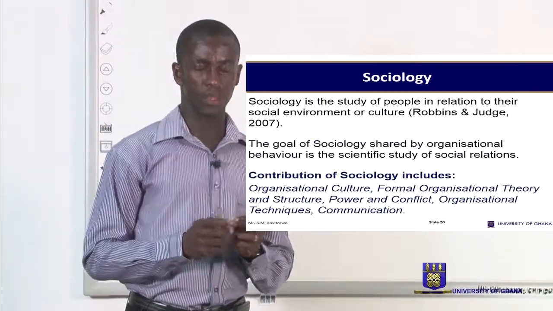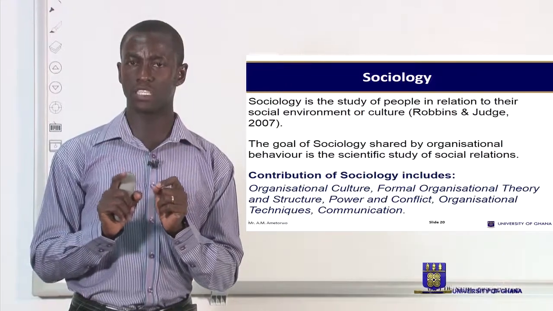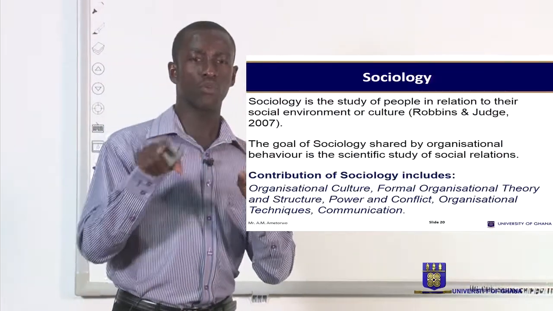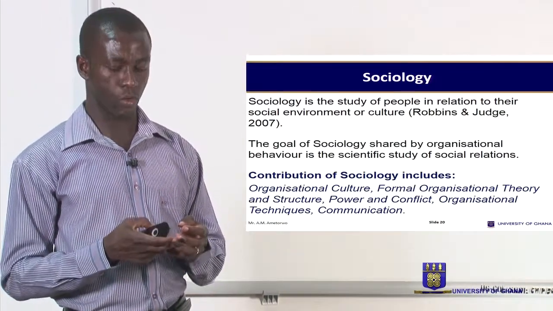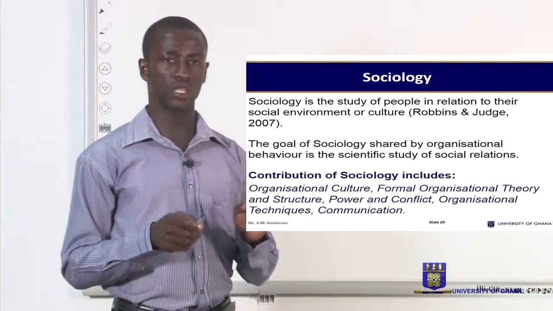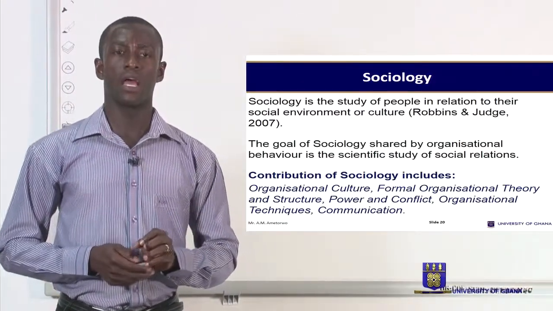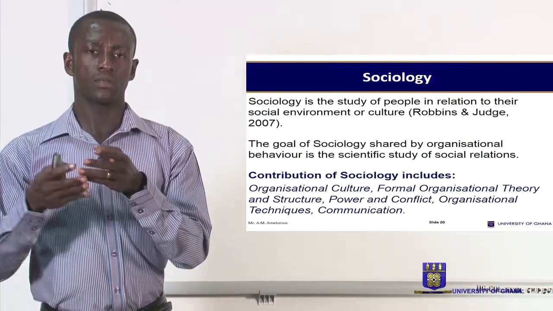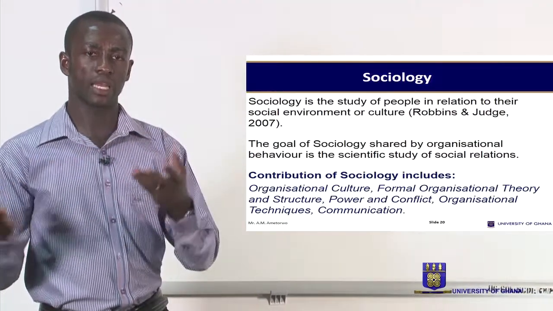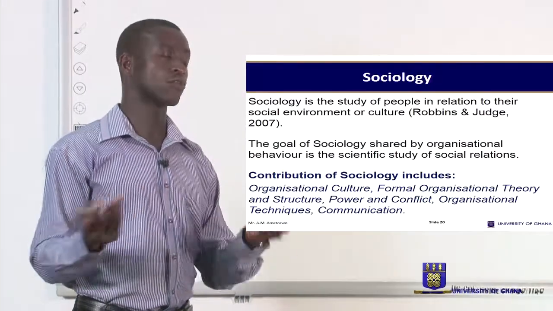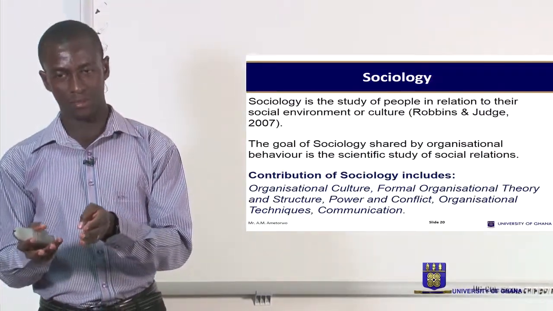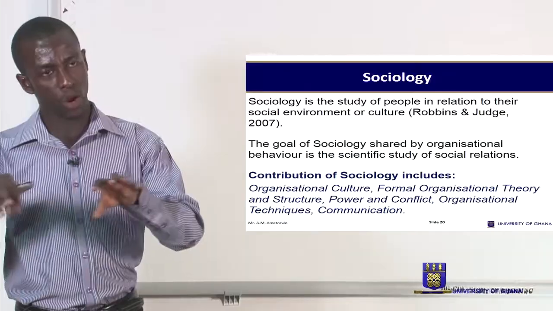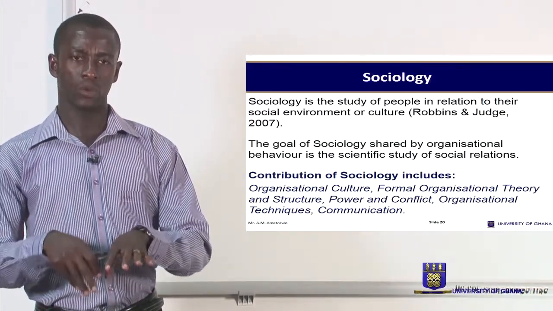Then we move to sociology. Remember we said that psychology is the study of individual behavior. Now, in sociology, we are looking at people in relation to their social environment. The goal of sociology, shared by organizational behavior, is a scientific study of social relations. And in every organization, we have people who work in departments. They work in teams, they work in groups. And so they are working within a certain social setting within the organization.